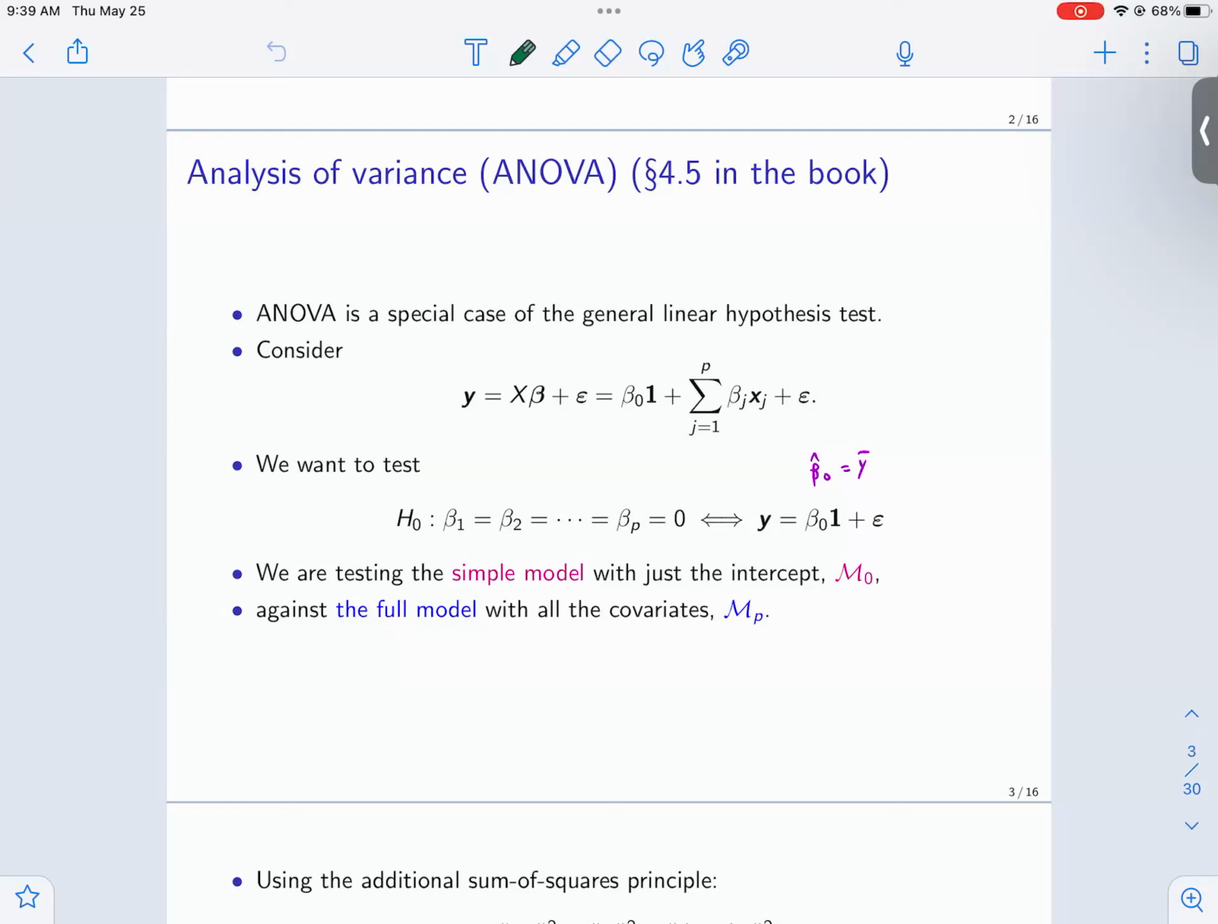If you want to call it ANOVA, or something else, this is a hypothesis testing problem where you want to test whether, in a linear model, the part that is besides the intercept, so everything else besides the intercept, has any effect. So are any of the covariates informative or useful for predicting y?